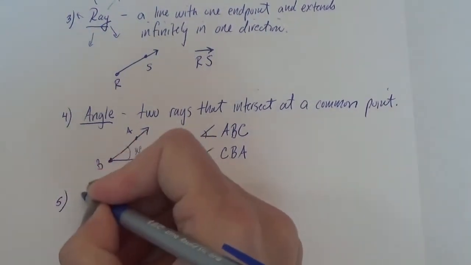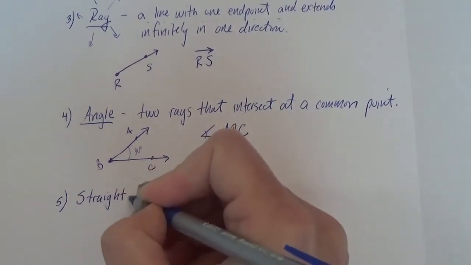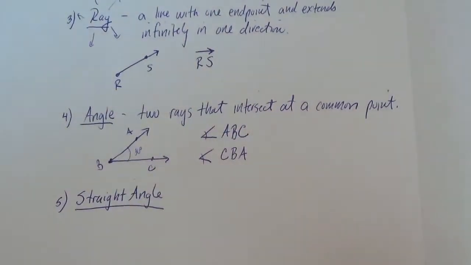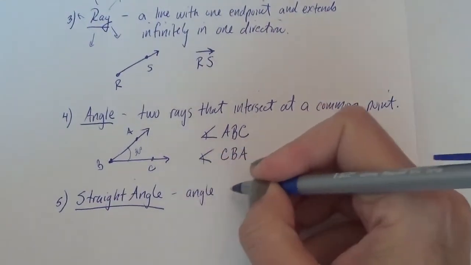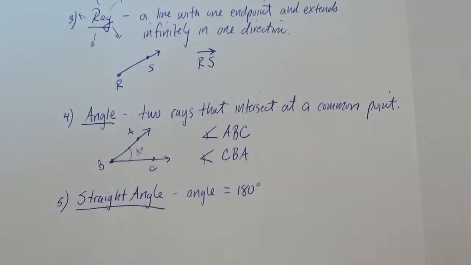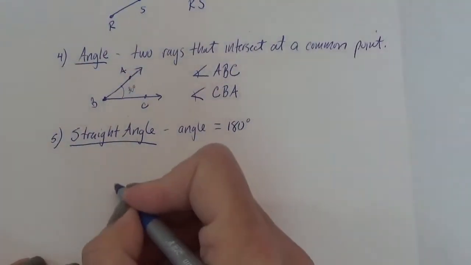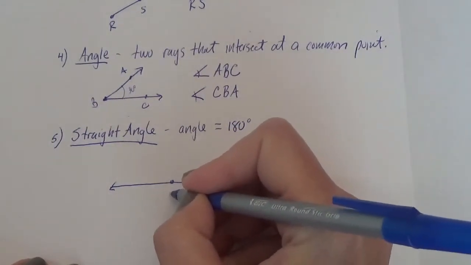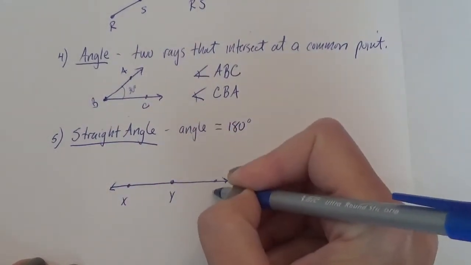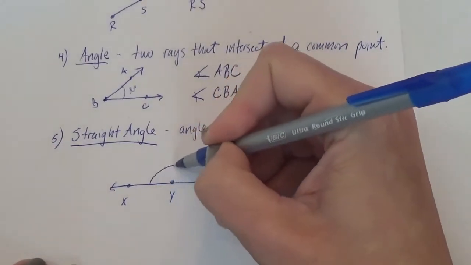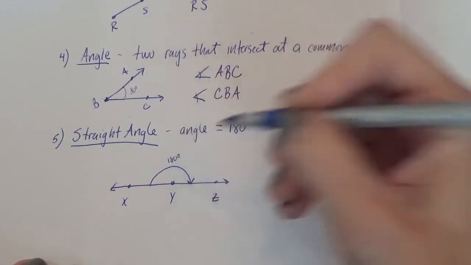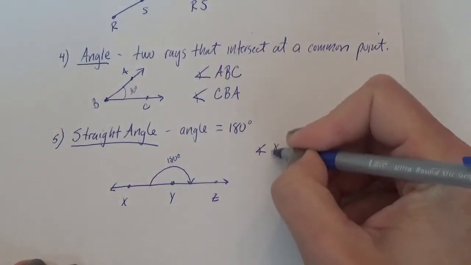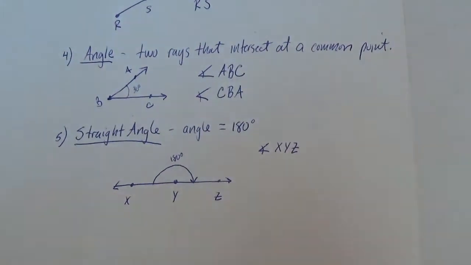Now there's a special kind of angle called a straight angle. A straight angle is an angle that's equal to 180 degrees. And guess what? It's just a straight line. Picture it. Here's the center of the angle. I don't know, let's call it Y. We'll call this X. We'll call this Z. So picture it's a really big angle if you were to measure it. That's 180 degrees. And you would say this is angle XYZ. All right, so if there's a straight line, that really is an angle of 180 degrees.